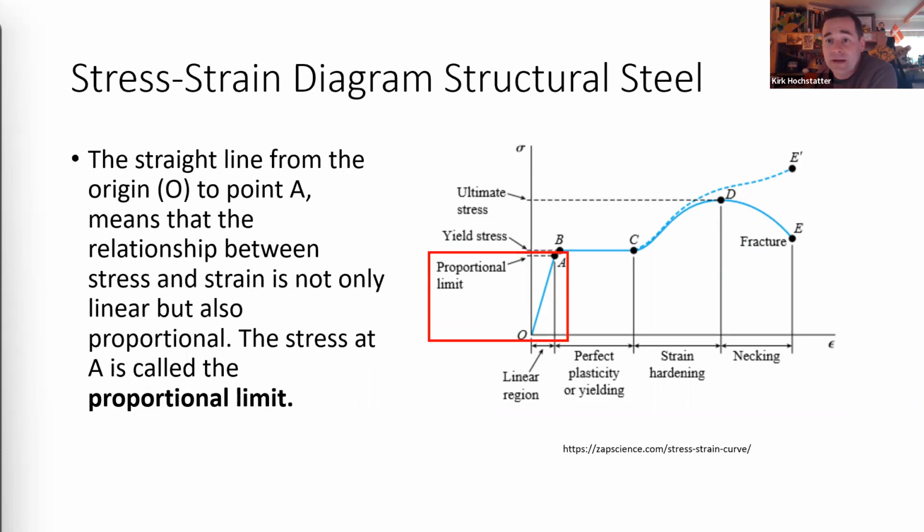When we examine this diagram, we see that we have a straight line from the origin to the point A. This region is not only linear, but also proportional. Beyond point A, the proportionality no longer exists, and we call this point on the sigma axis representing stress the proportional limit. Along the epsilon axis representing the strain, we call this the linear region. The slope of the straight line created by these two measurements is called the modulus of elasticity, which we will discuss in a future lesson.